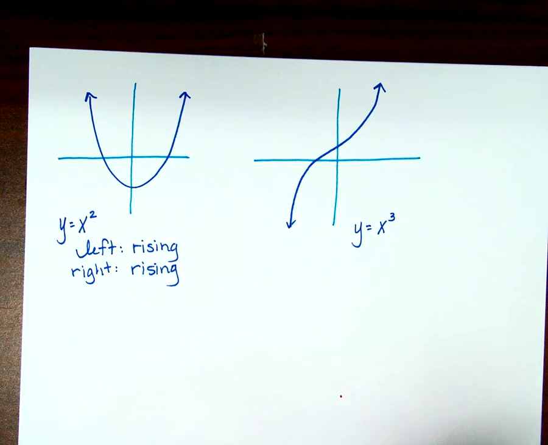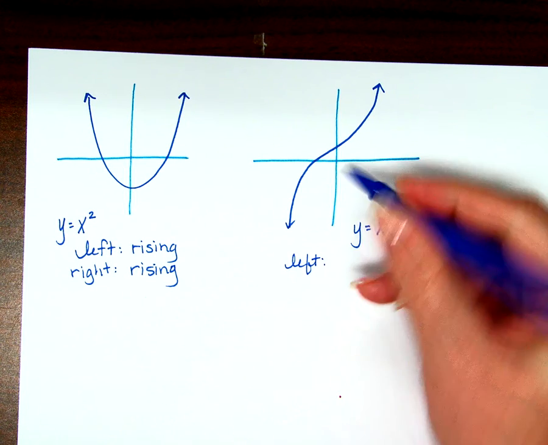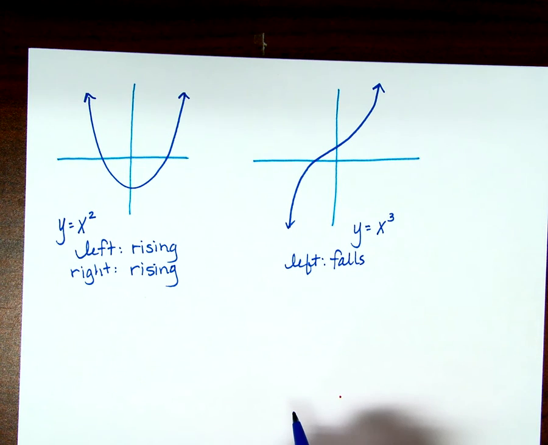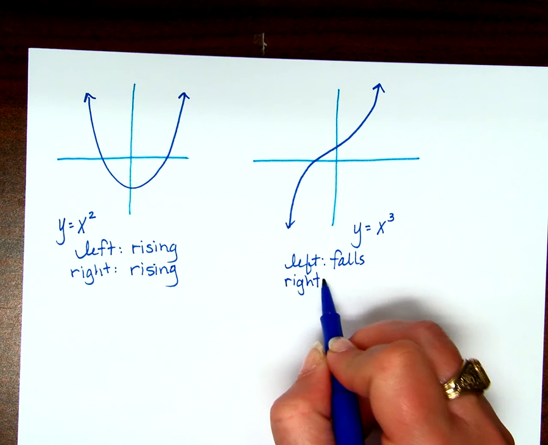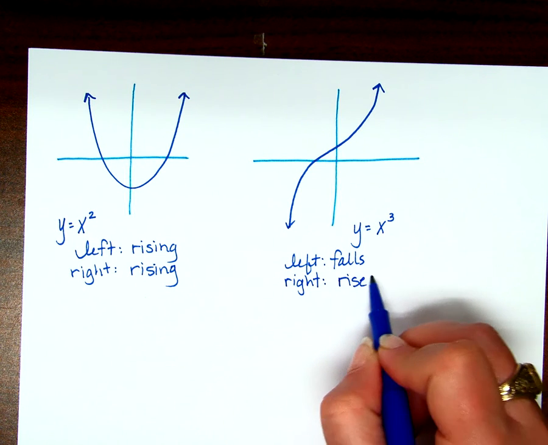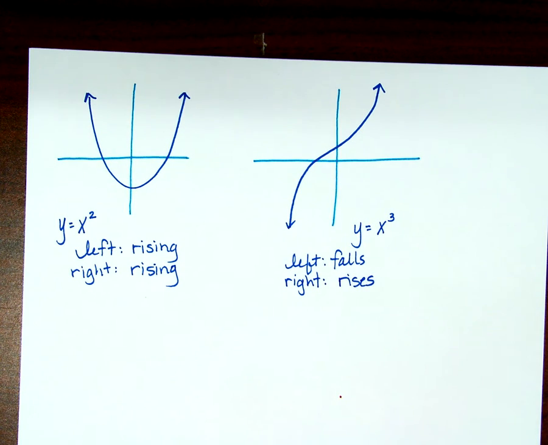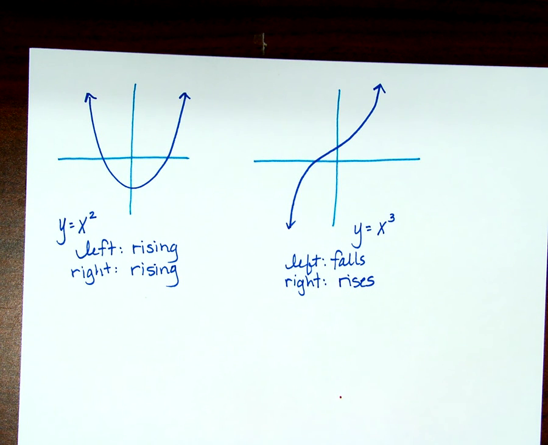Okay? What's happening on the left behavior on this one? So it's falling, right? It falls. What about the right behavior? I'm sorry, I put rising over here and rises over here. Are you going to be okay with that? I could have put rises and rises or falling and rises, whatever. I mixed up my gerunds and my plurals.